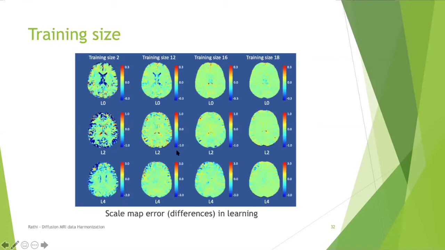And each row is a different reach feature or a different frequency of the spherical harmonic fit. And what you see is that if you have only 2 training data sets, obviously the error is very large. But as you go to about 16 and 18, the error between the final fit and the scale map error with only using 18 is pretty close. It is pretty close.